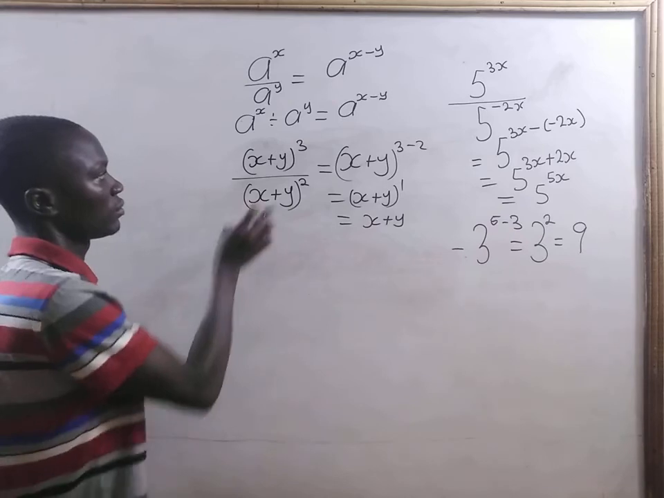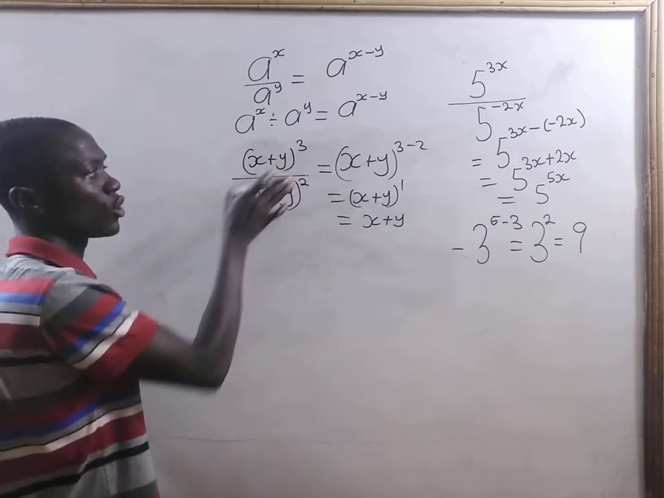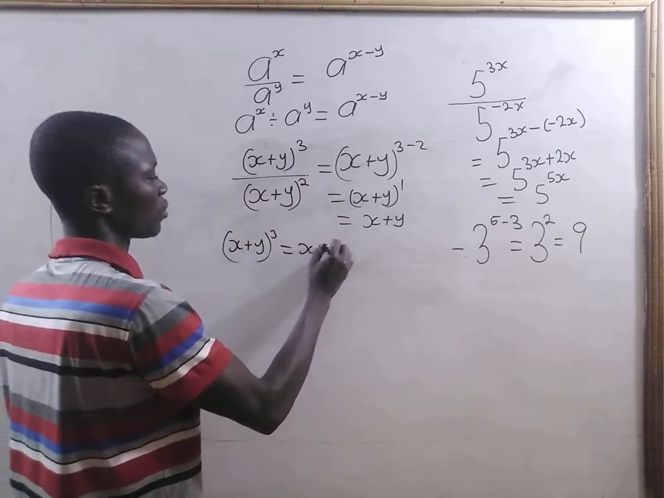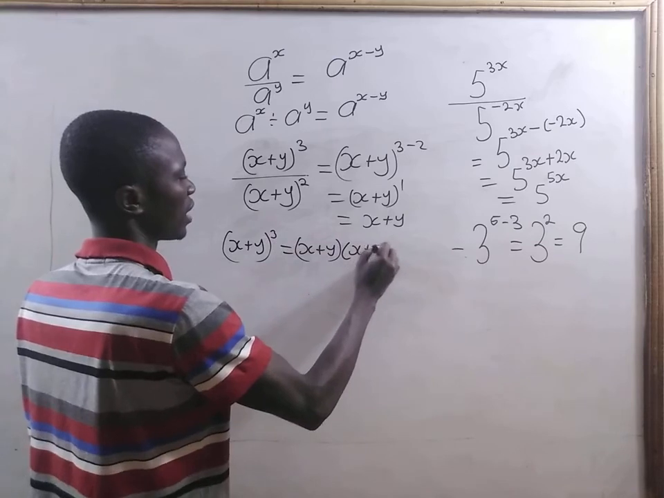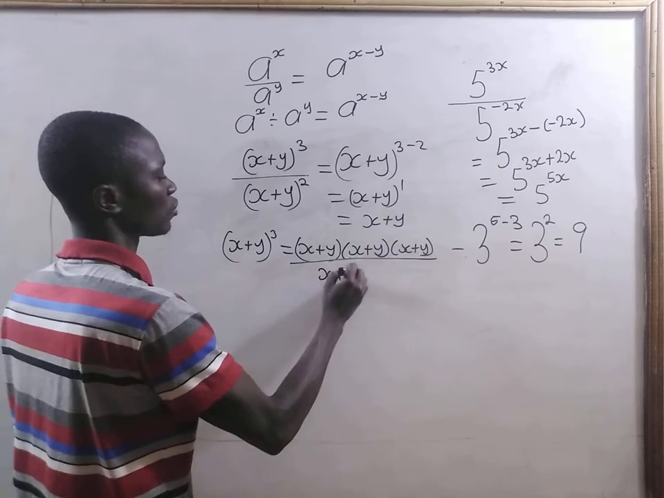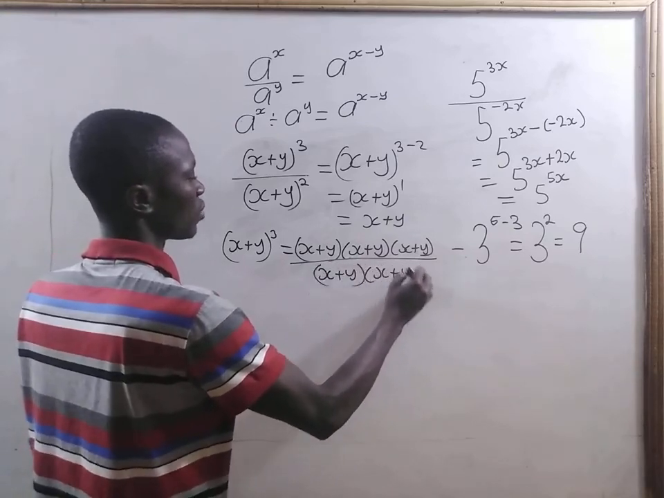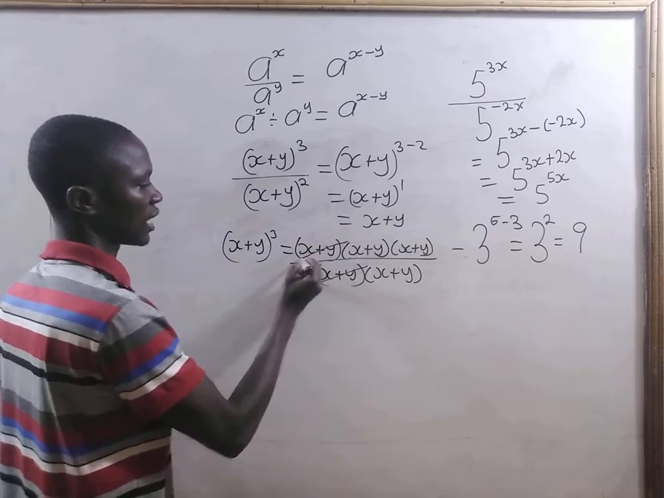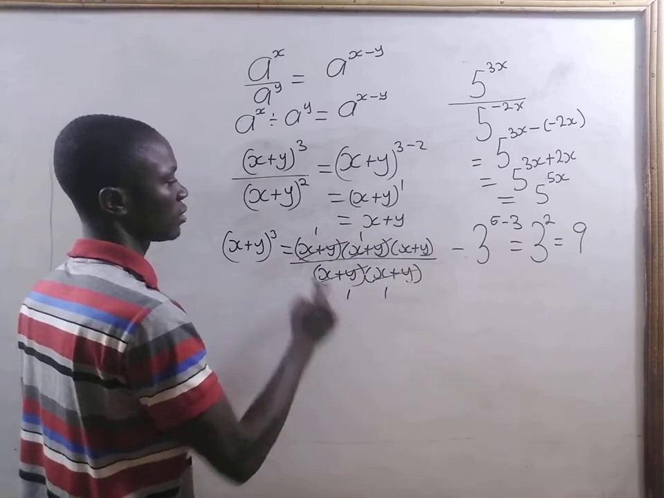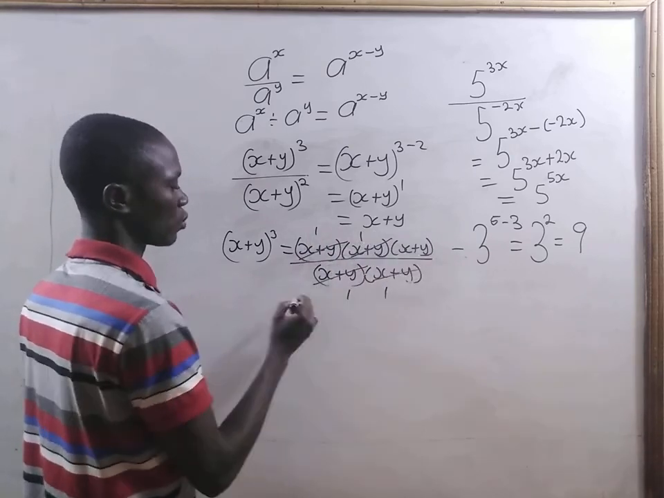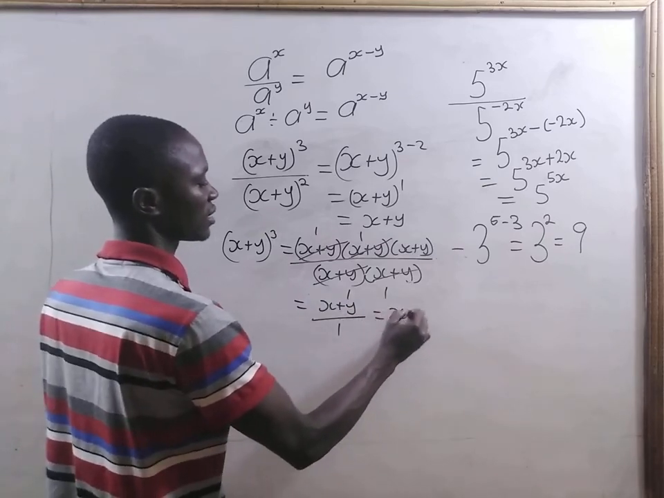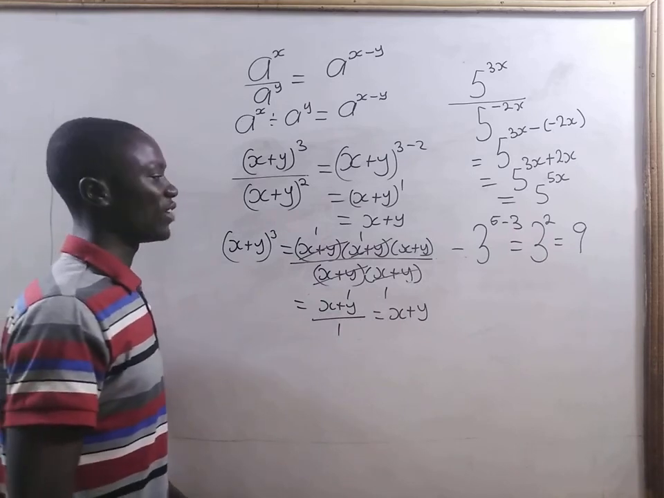Very simple. Here, from the second law of exponents, x plus y to the power 3 is the same as x plus y times x plus y times x plus y, all divided by x plus y times x plus y. And you can see that this one can cancel this. This one can cancel this. You have 1 times 1, 1 times 1. 1 times 1 is 1, times x plus y is x plus y. 1 times 1 is 1, and we have x plus y. Very, very simple as that.